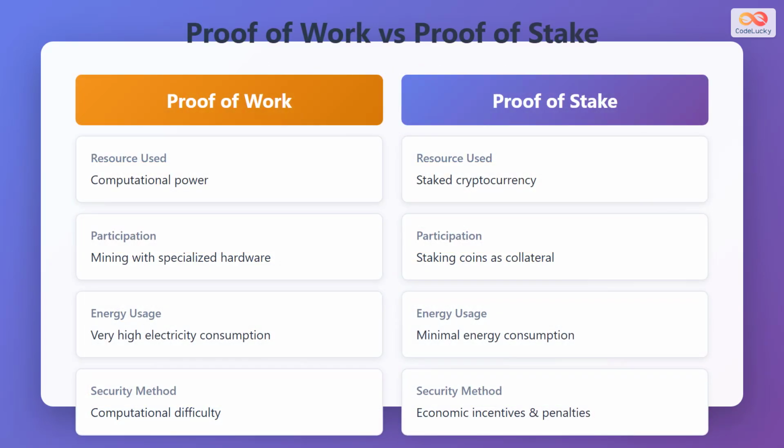The differences between these 2 consensus mechanisms are substantial. Proof of work uses computational power as its primary resource, requiring mining with specialized hardware and consuming very high amounts of electricity. Security comes from computational difficulty. In contrast, proof of stake uses staked cryptocurrency as its resource. Participation involves staking coins as collateral rather than mining, resulting in minimal energy consumption. Security is maintained through economic incentives and penalties rather than computational barriers. This fundamental shift makes proof of stake far more sustainable.